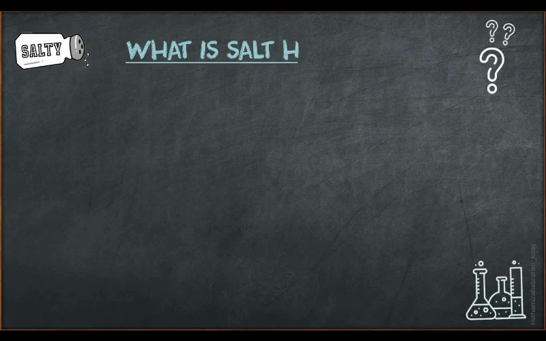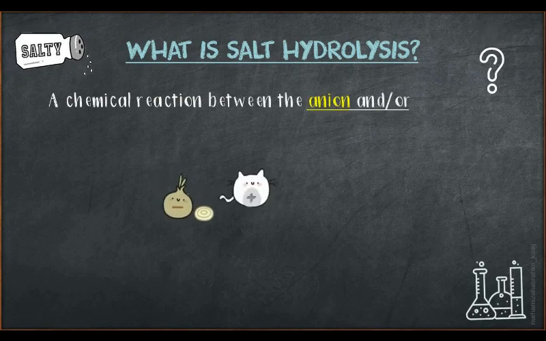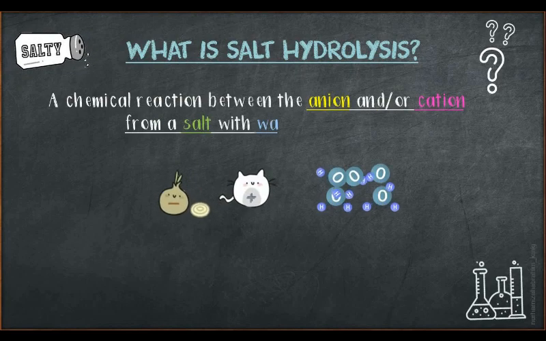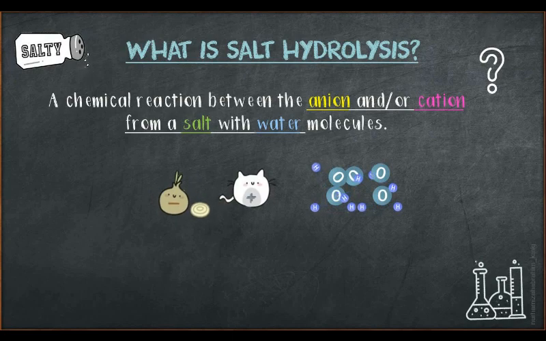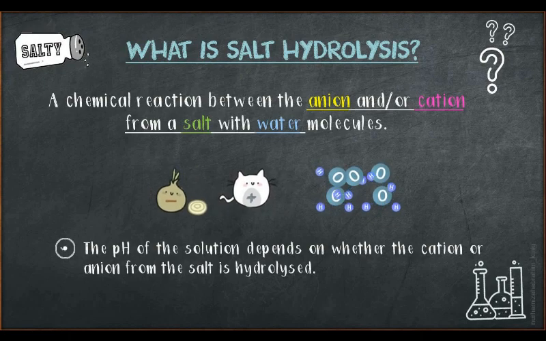So what exactly is salt hydrolysis? Salt hydrolysis is a chemical reaction between an anion or cation from a salt with water molecules. The pH of the solution depends on whether the cation or anion from the salt is hydrolyzed.